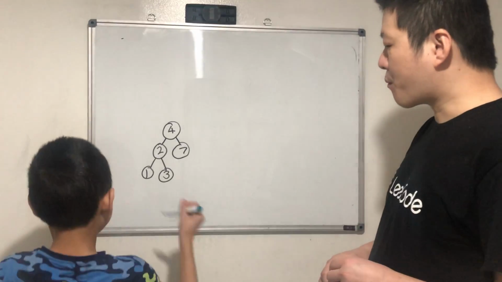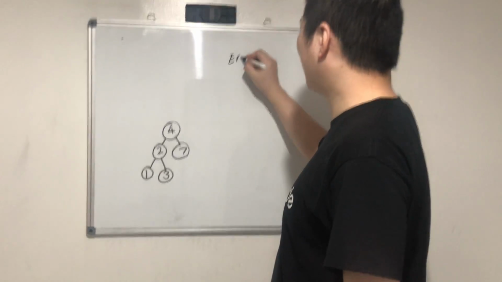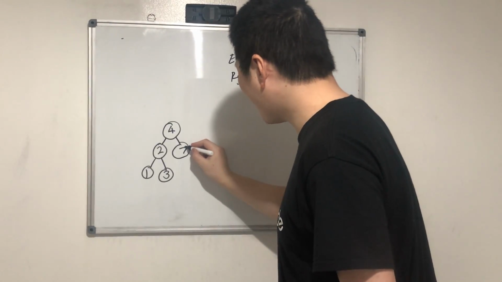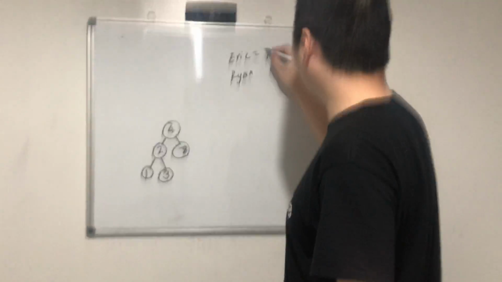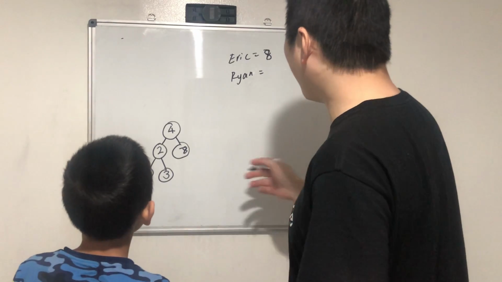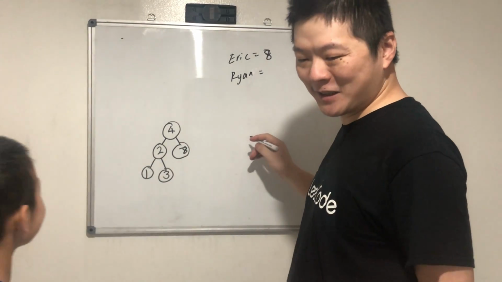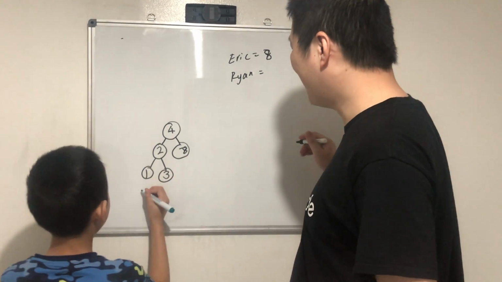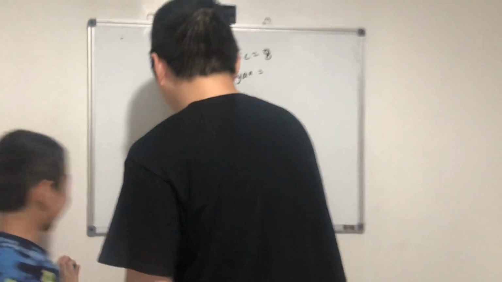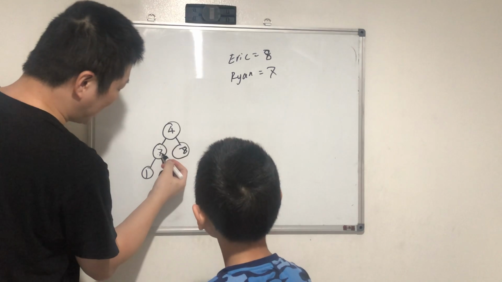So how about, let's say Eric is 7 and Ryan is 8. Okay, 8. And Ryan is what? I'm 7. Then I can't put it there. Let's pretend you are 2. Because it doesn't satisfy the binary search tree. I can make one. Let me do it. Let me put it 7.